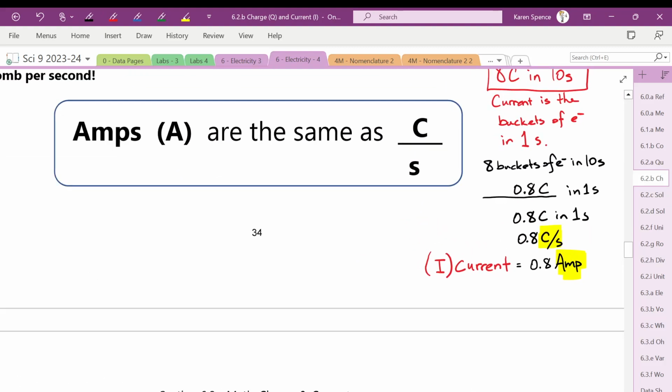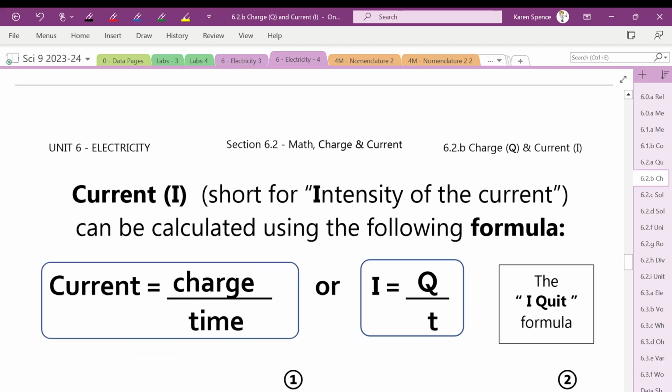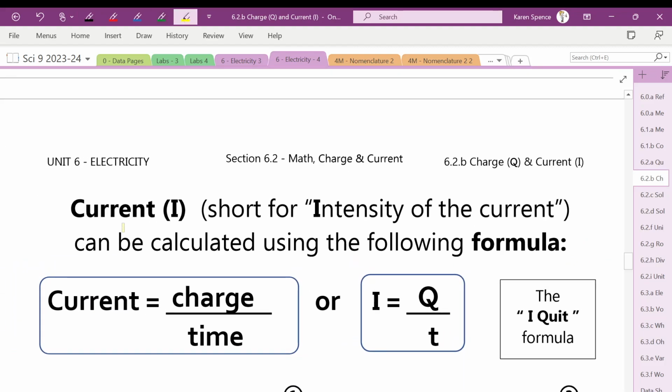Okay, so amps are the same as coulombs per second. Next page. Current, I. Remember, I promised we would write this down at some point. I is short for the intensity of the current. And guess what? We have a formula.